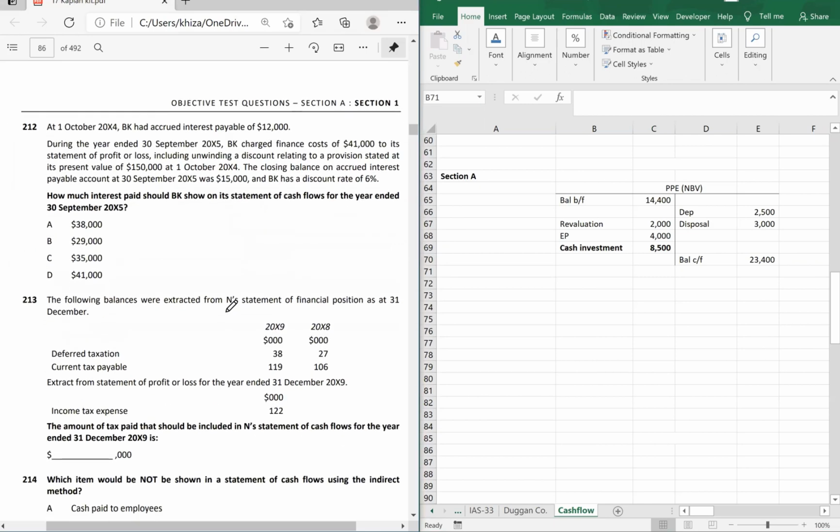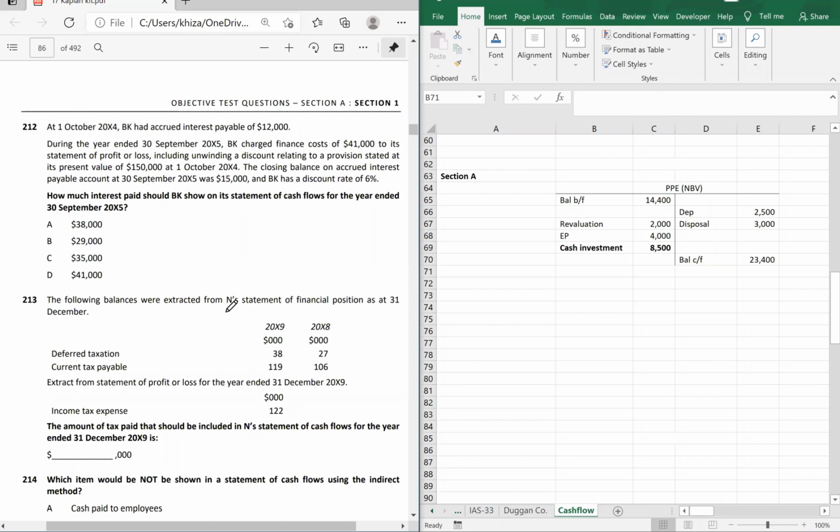Next, at 1st October 2024, BK had accrued interest payable of 12,000. Accrued interest payable is a liability, so balance on the credit side of the T account. During the year ended 30th September 2025, BK charged finance cost of 41,000 to its statement of profit and loss, including unwinding of discount relating to a provision stated at its present value of $150,000 at 1st October 2024. The closing balance on accrued interest payable account at 30th September 2025 was $15,000, and BK has a discount rate of 6%. How much interest should be paid?